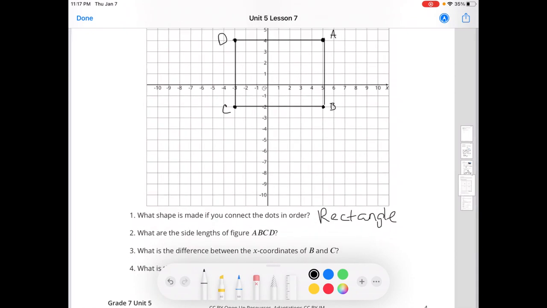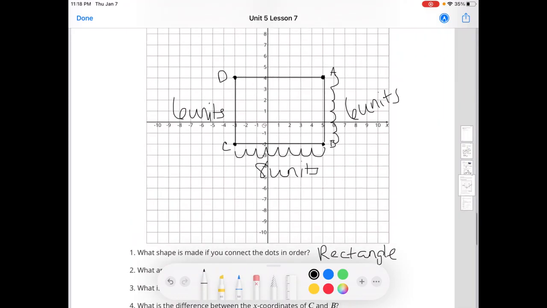Okay, it says what are the side lengths of figure A, B, C, and D? So side length AB, if I start at positive 4, I'm traveling to negative 2. So that's 1, 2, 3, 4, 5, 6. So it's 6 units. And since it's a rectangle, I know this side is the same as well. So what about BC? 1, 2, 3, 4, 5, 6, 7, 8. So that is 8 units long, which is the same thing on the opposite side.